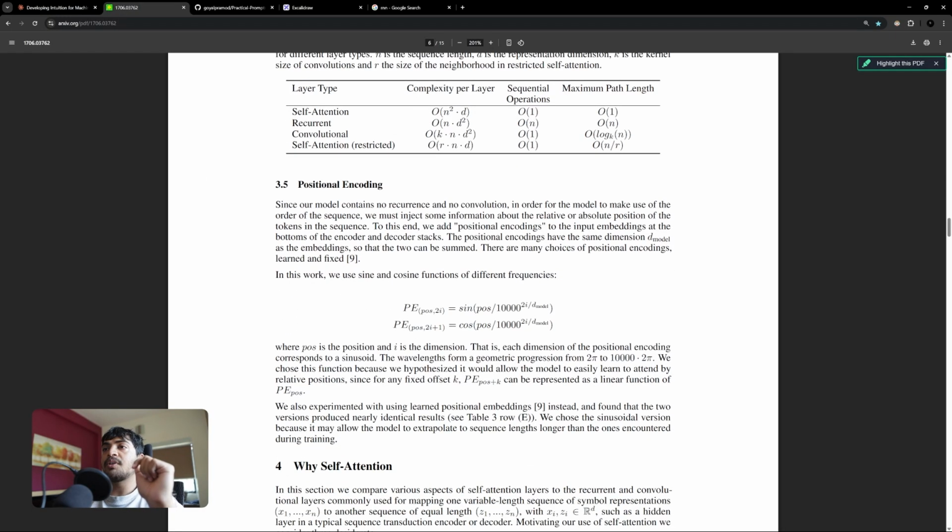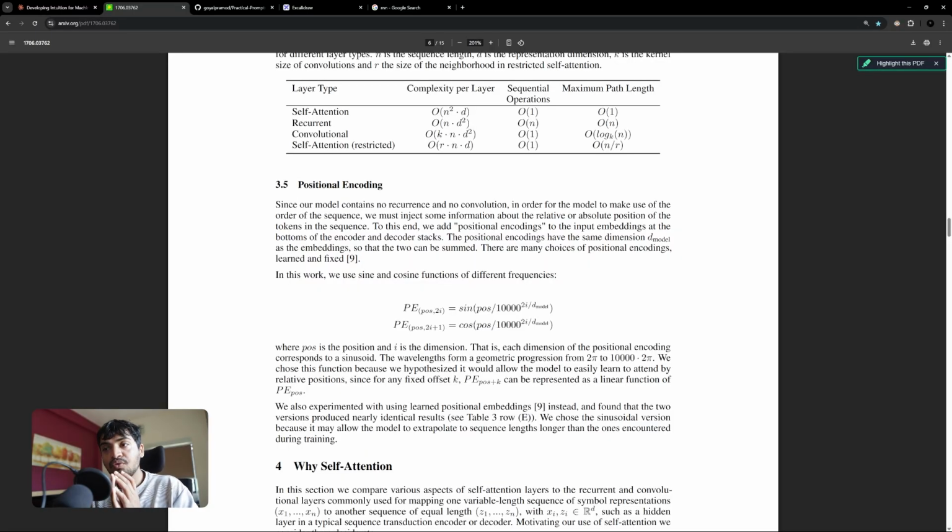Now moving forward, positional encoding. This is, in my opinion, one of the most complex parts of understanding this paper. Even the equation is not as hard as it makes itself look. Since our model contains no recurrence and no convolution, in order for the model to make use of the order of the sequence, we must inject some information about the relative or absolute position of the tokens in the sequence. What does this mean?